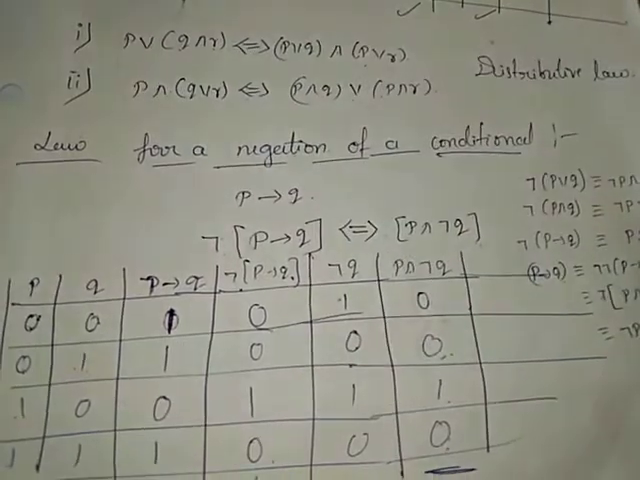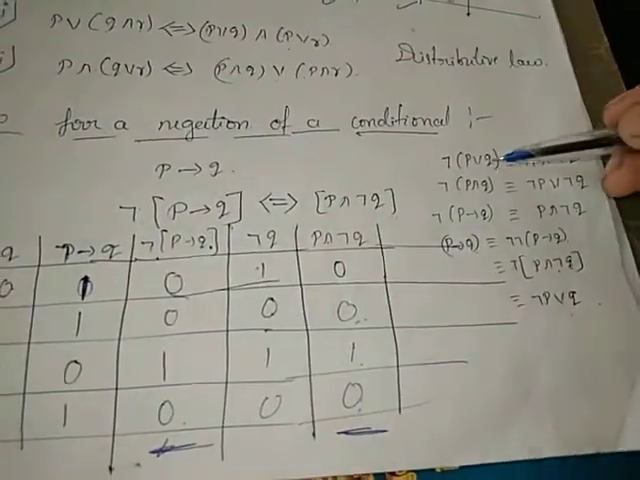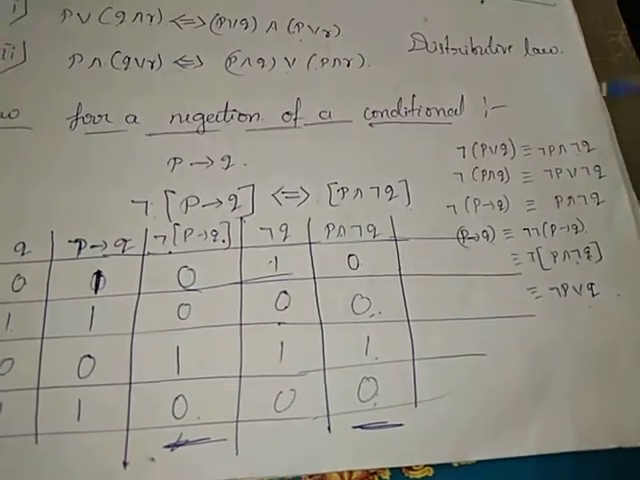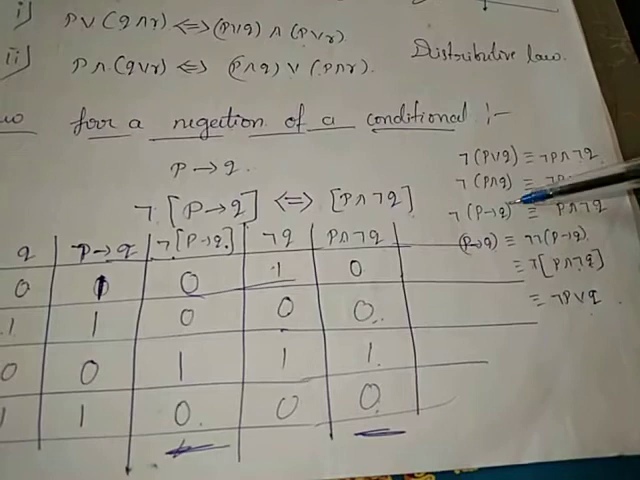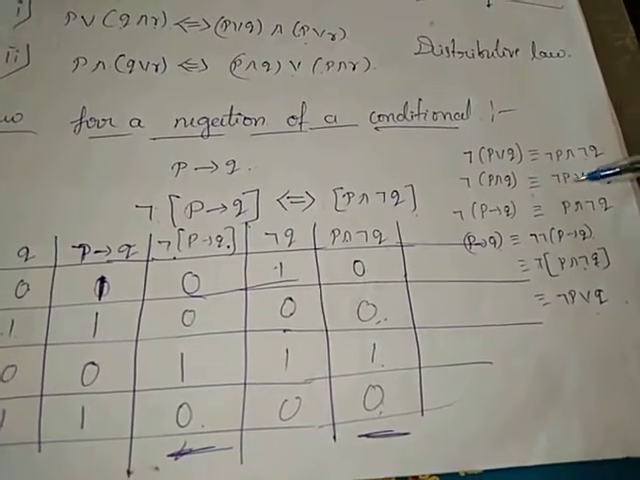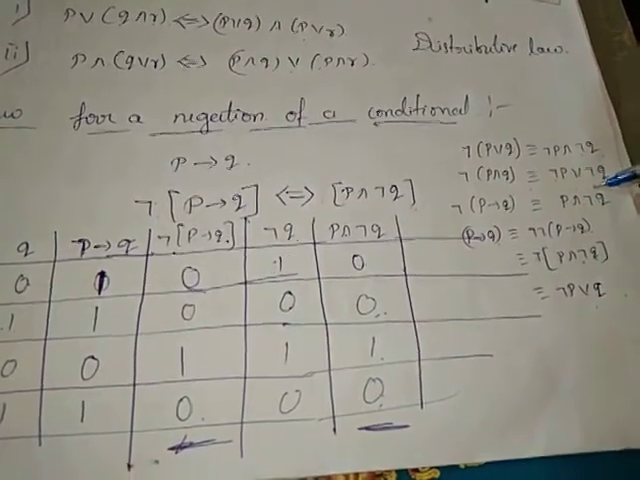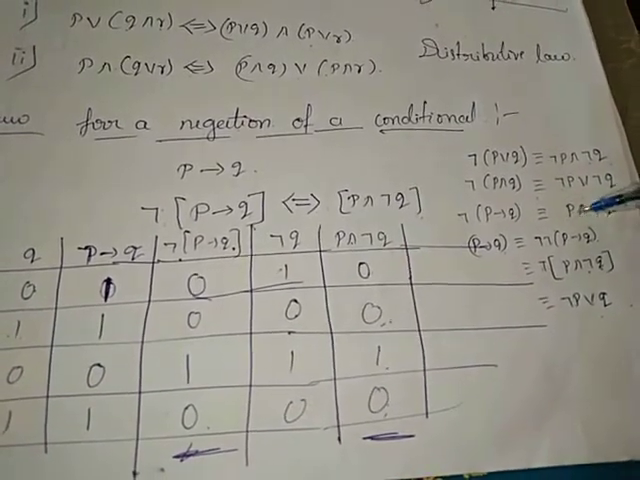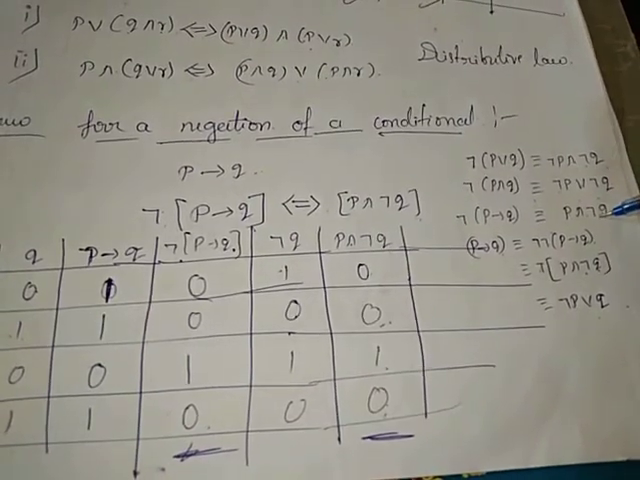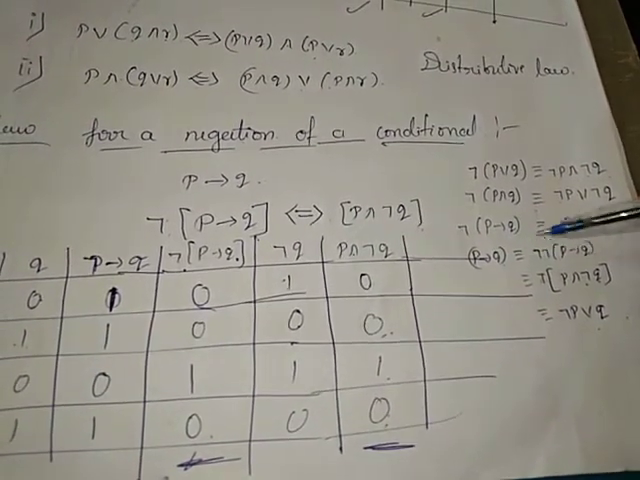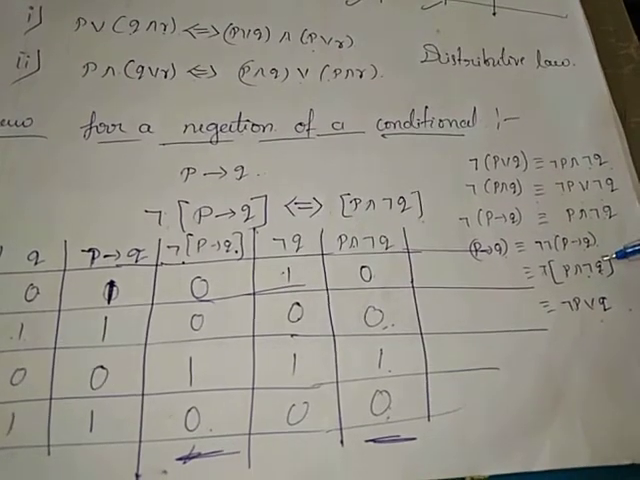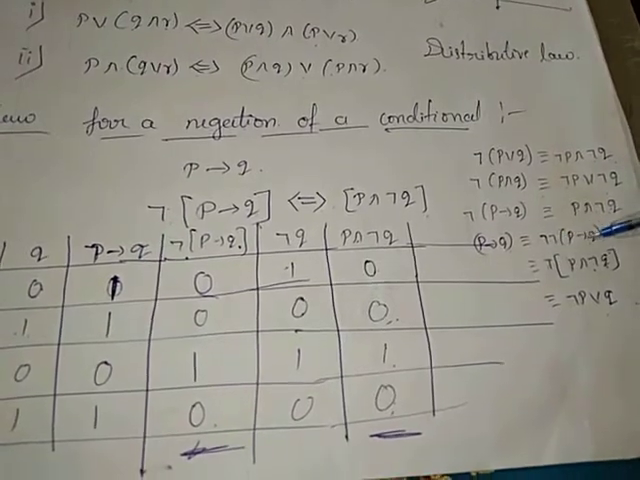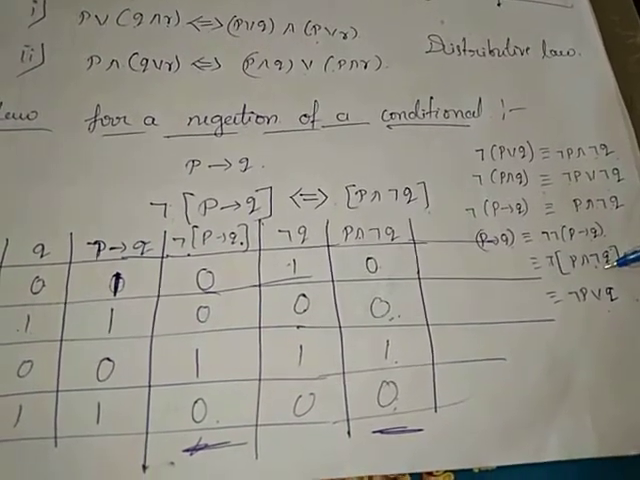So using the negation laws we stated here, negation of (P or Q) is equivalent to negation of P and negation of Q. Negation of (P and Q) is equivalent to negation of P or negation of Q. Negation of (P implies Q) is equivalent to P and negation of Q. P implies Q is equal to double negation of (P implies Q). Keep one negation as it is and take one negation inside. Negation of (P implies Q) is P and negation of Q.